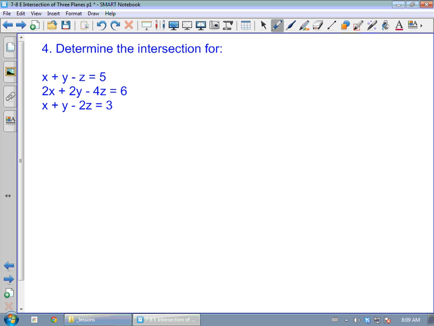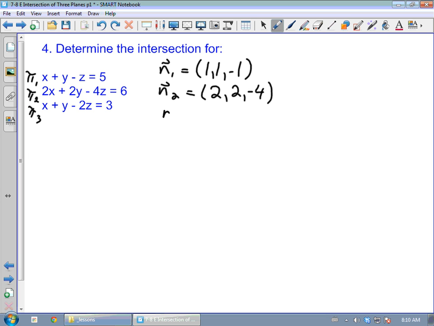Okay, let's take a look at the last example here. This is question number 4. We want to determine, again, the intersection for our three planes, and I'm going to start by labeling them plane 1, plane 2, plane 3. Again, we want to look at our normals. Normal 1 is going to be 1, 1, negative 1. Normal 2 is going to be 2, 2, negative 4. And then normal 3 is going to be 1, 1, negative 2.